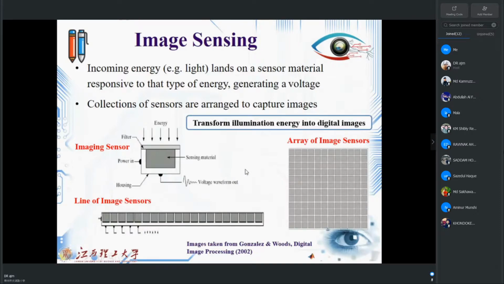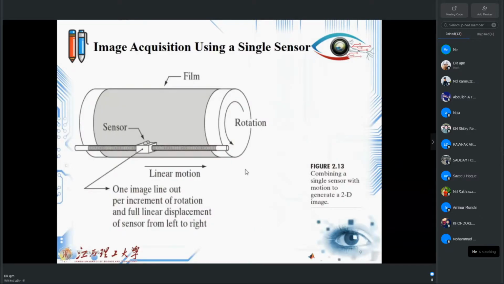Then what do we have? We transform illumination energy into a digital image. So, in summary, how we get the digital image is by having some sort of sensing material and then generating the voltage like that. Let us see some image acquisition that uses these sensors. We can have an assembly like that, which we rotate while moving the sensors in a linear motion, and then we can have the image.